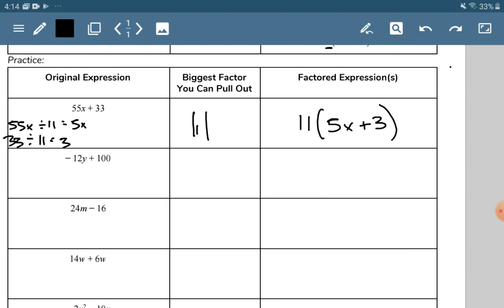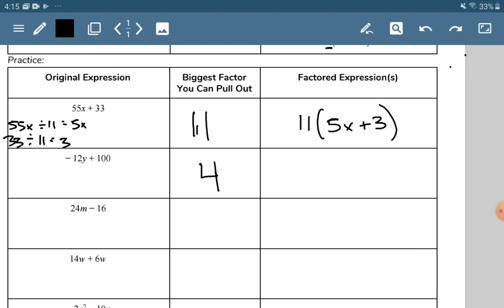1 and 12, I can't divide 100 by 12. I have 2 and 6. We already talked about 2, but there's something bigger. I cannot divide 100 by 6 evenly. And then I've got 3 and 4. 100 is also divisible by 4, so that is the biggest factor they both have in common. I'm going to divide both of them by 4.